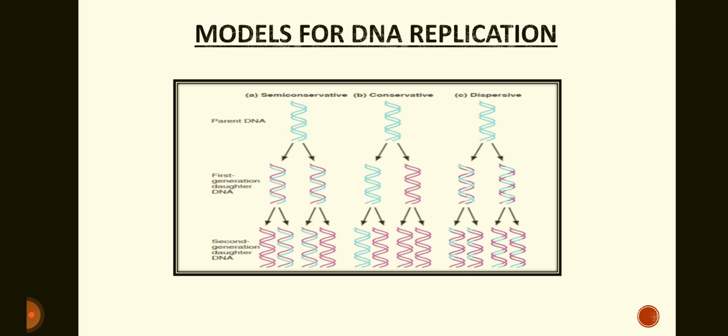To determine which model of replication was accurate, a seminal experiment was performed in 1958 by two researchers. These researchers are Matthew Meselson and Franklin Stahl, and they proved that DNA replication is semi-conservative.